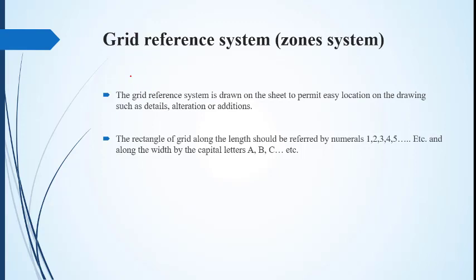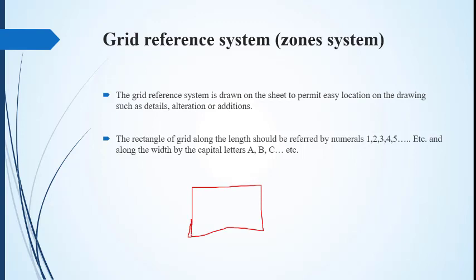Now, what is the grid reference system, which is also known as the zones system? The grid reference system is drawn on the sheet to permit easy location on the drawing, such as details, alteration, or addition. In drawing, or in any map or plan, it's necessary to draw a grid system.